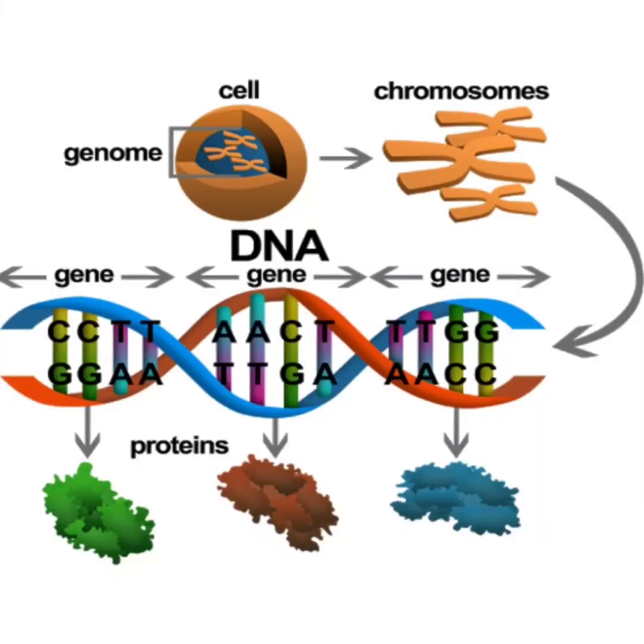Here you can see that the cell consists of the nucleus, which consists of the chromosomes. The chromosome is made up of packed DNA molecule, and the DNA consists of portions of bases which are called genes. And these genes are transcribed to the messenger RNA to translate the proteins.